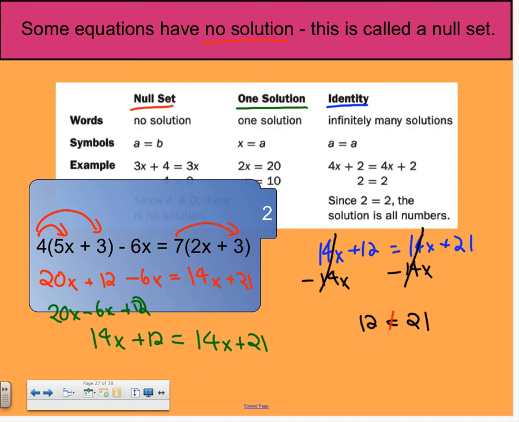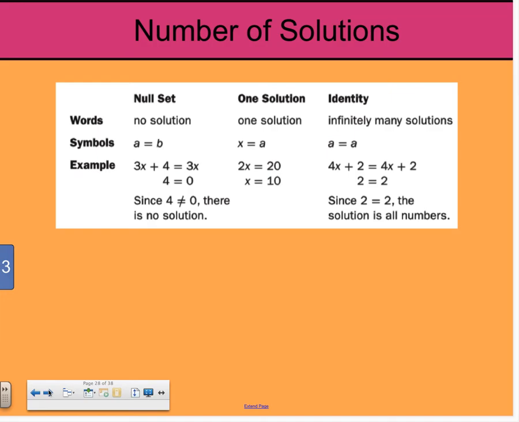So if you solve a multi-step equation and you get to this point where you have 12 equals 21, what do you do? Well, maybe you want to check your work first and make sure you didn't make any mistakes. But if you're confident in your work, then the answer is just null set. And null set means what? No solution. All right, so this example does not have a solution. All right, what is the other one we talked about? The other one we talked about was identity. And that was this one over here, identity.